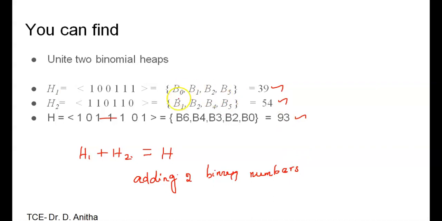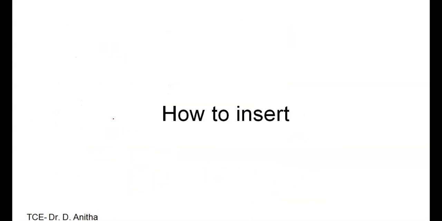So please don't get confused with the order it has been put. This is actually B0, B1, B2, B3, B4 and B5, right? Hope you understand how this addition leads to an answer in terms of the binomial heap merging operations, right? So this is how you need to do the union and merging operations.